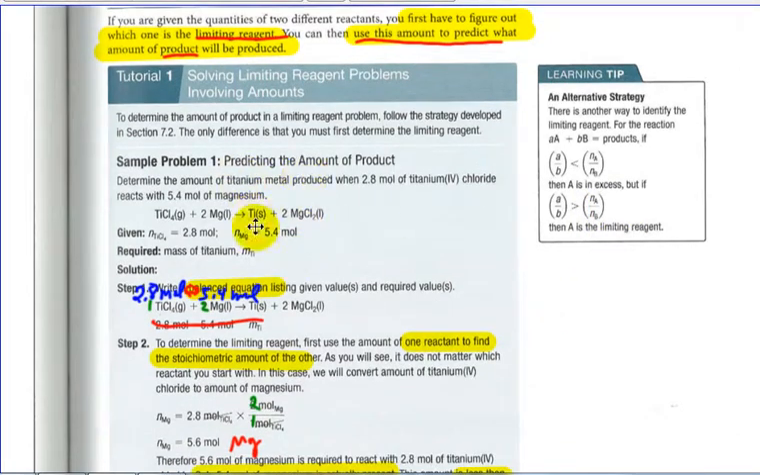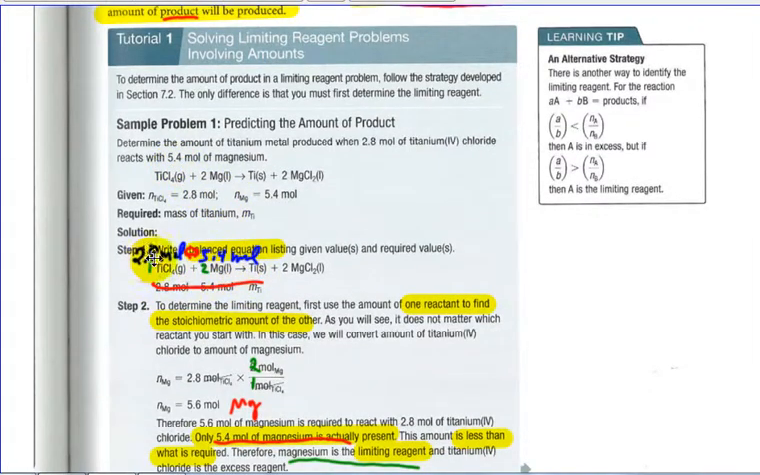So if we look at this example, one dealing with that titanium tetrachloride and magnesium example, it says determine the amount, and of course by amount this booklet means moles, of titanium metal produced when we have 2.8 moles of titanium tetrachloride and we have 5.4 moles of magnesium. Whenever I have something like this, I like to write mole amounts over top of the equation. So I have 2.8 moles of titanium tetrachloride, 5.4 moles of magnesium. You can see the example here, they write underneath. I like over top, but it doesn't really matter.